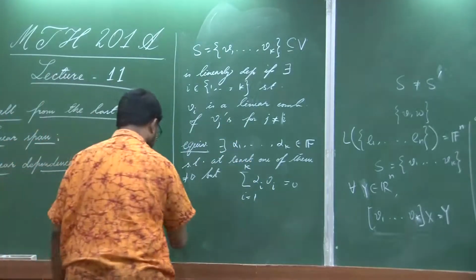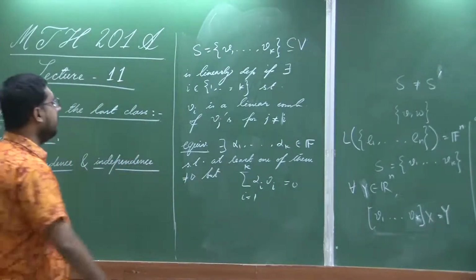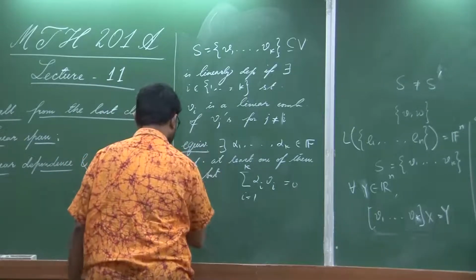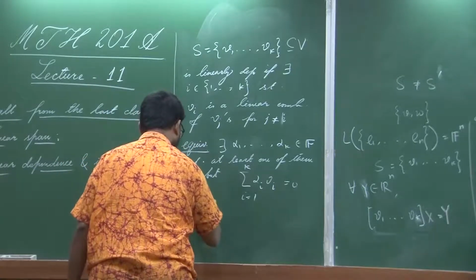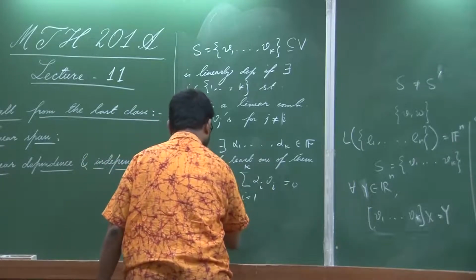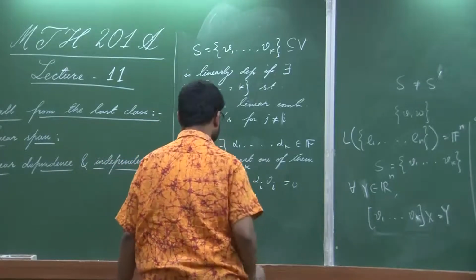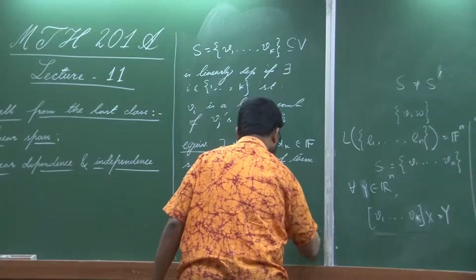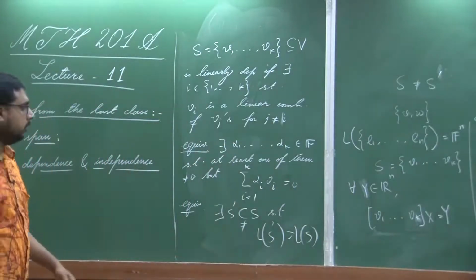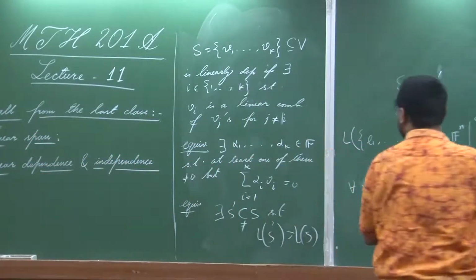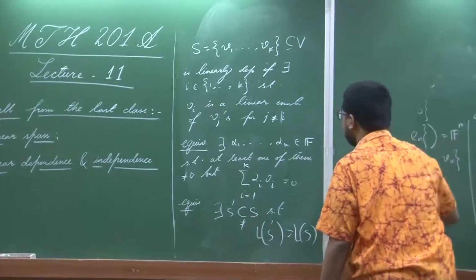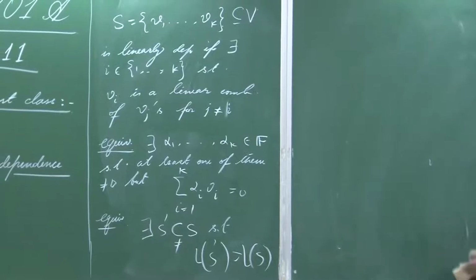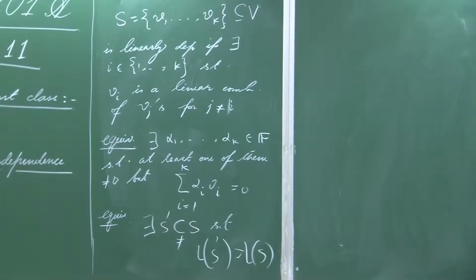So, another equivalent definition, which we were motivated to begin in the last lecture: there exists a proper subset of S such that its linear span is the same as that of S. And this is how we define the linear dependence of a finite set.